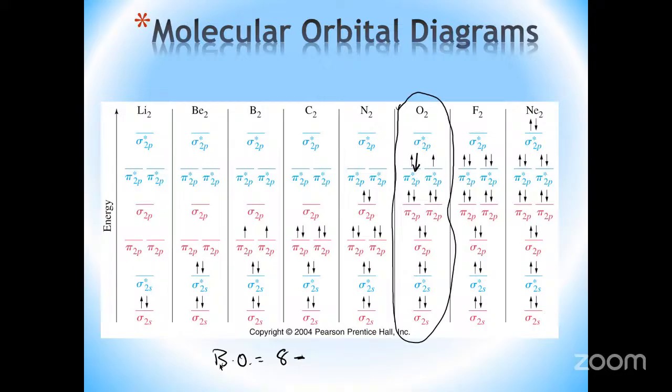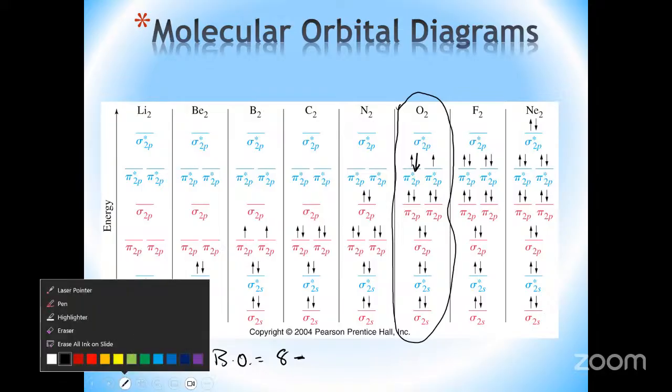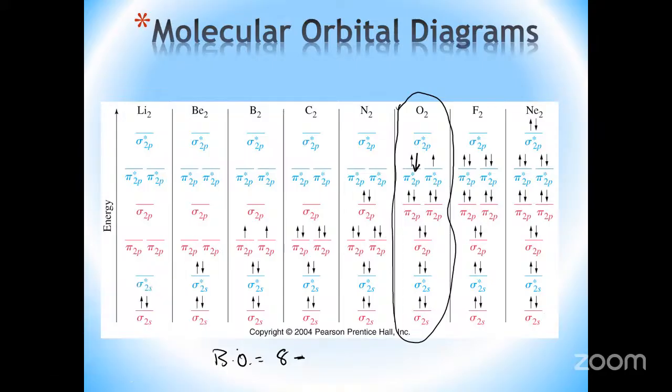So basically, you're going to have 8 minus 5, oops. 8 minus 5 divided by 2. So that's 3 over 2, which would be equal to 1.5. All right? So that would be the bond order for the oxygen.